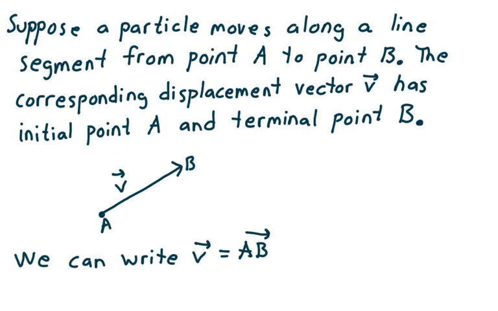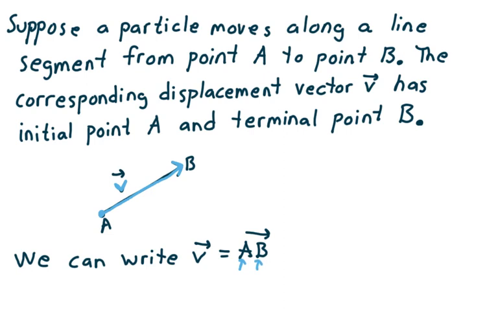Suppose a particle moves along a line segment from point A to point B. The corresponding displacement vector V has initial point A and terminal point B, and you can see I drew it again down below. Here's A, right? I draw this little line here, and I'm going to put an arrow at the end. And this terminal point is B, and I can represent this by a V with an arrow on top. Okay? So V is also represented by the vector AB. A is my initial point, and B is my terminal point.